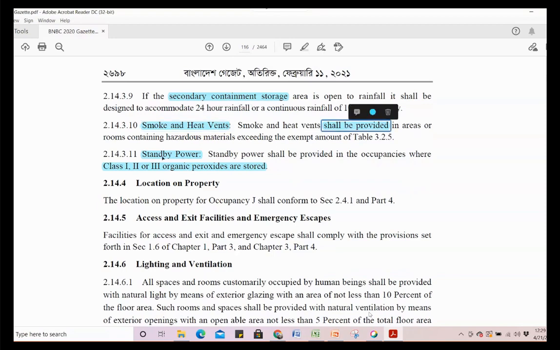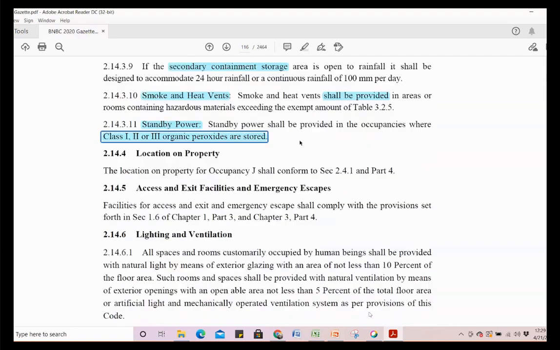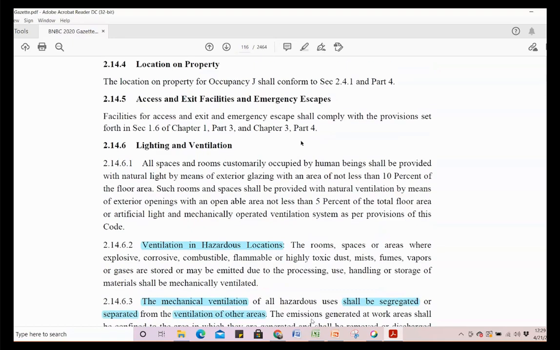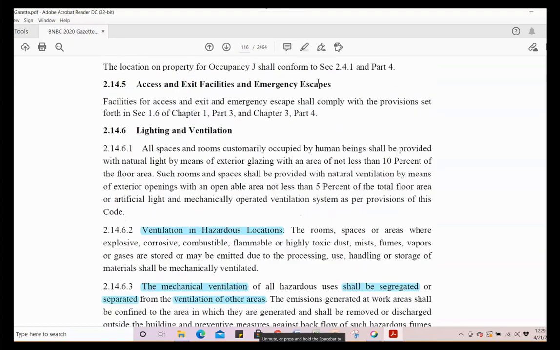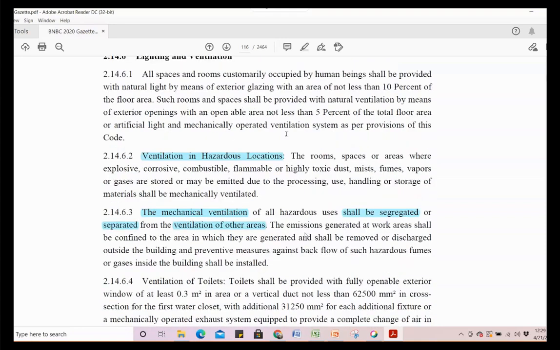Smoke, heat and vents shall be provided. Standby power. Standby power shall be provided in the occupancies where class 1, 2 and 3 organic peroxides are stored. So this is a special situation that is needed for a particular type of storage. So location of the property and access and exit and emergency escape, lighting and ventilation goes almost in a similar way. Ventilation in hazardous location.